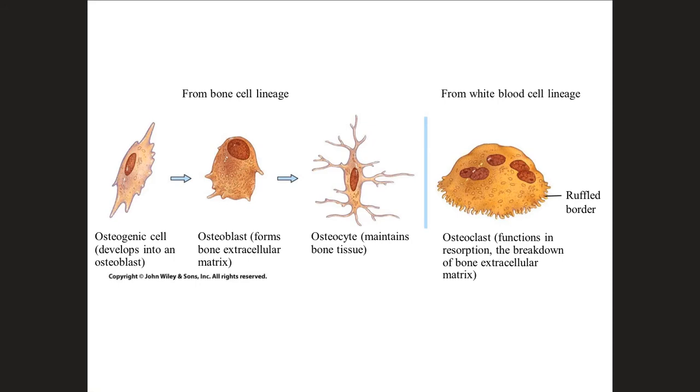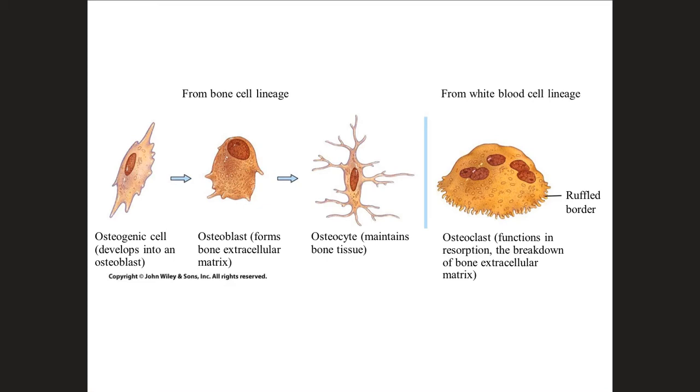In order to understand bone formation, we need to understand the different types of cells that work in the bone. We have a group of cells that come from bone cell lineage, and then another cell that comes from white blood cell lineage. In the bone cell lineage, we have the osteogenic cell. The osteogenic cell is basically the stem cell that gives rise to most other bone cell types. This cell is capable of undergoing mitosis. They multiply continuously, making more of themselves. So these stem cells will continue to multiply, making more of themselves.